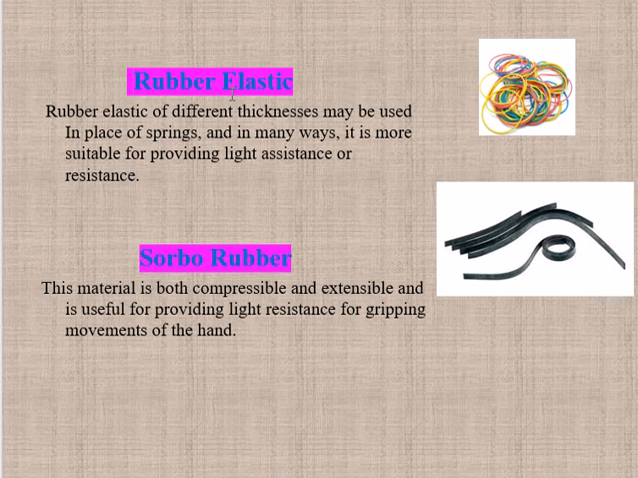What is rubber elastic? Rubber elastic of different thickness may be used in place of springs, and in many ways it is more suitable for providing light assistive or resistive exercise. Sorbo rubber: this material is both compressible and extensible and is used for providing light exercise for gripping movements of the hand. Well, this is the end of chapter number 1, that is mechanical principles.